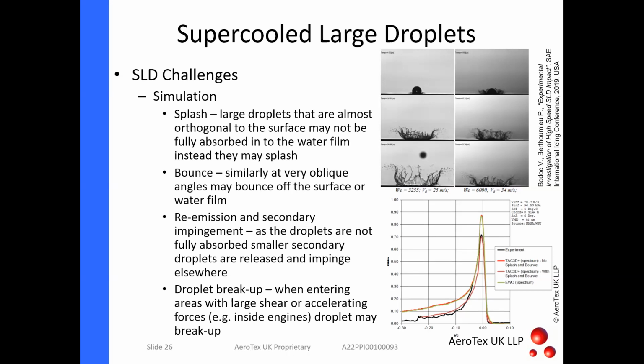As shown in the top picture as well, we've got re-emission of smaller droplets, which can accrete further downstream. It's very much a secondary issue. I don't think there are any significant issues associated with it at the moment that people know of, but it's something that people would like to understand: where does all this splashed water go? And also, as I mentioned, for icing wind tunnel testing, there's also droplet breakup, where we can get large shear flows inside engines, etc., which may break up the droplets themselves.